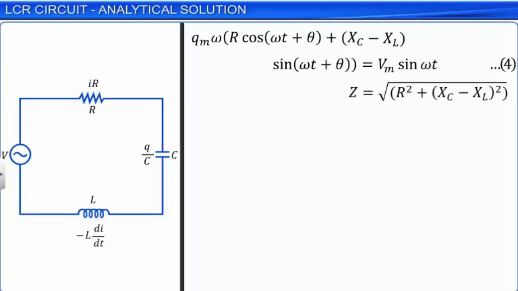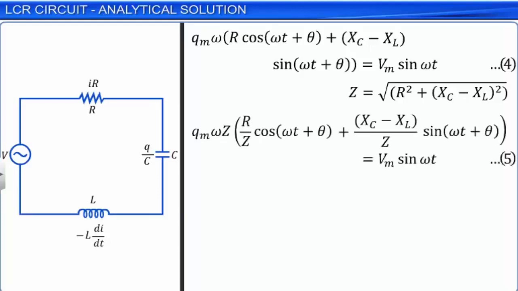In equation 4, multiplying and dividing the left-hand side by the impedance of the circuit Z, we get equation 5. If sin phi is the difference of capacitive and inductive reactance divided by the circuit impedance, that is, sin phi is equal to (Xc minus XL) by Z, where phi is the phase difference between the instantaneous current and the voltage, then cos phi gives the relation between the resistance and the circuit impedance, that is, cos phi is equal to R by Z.